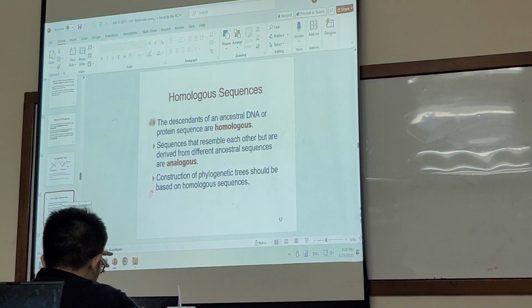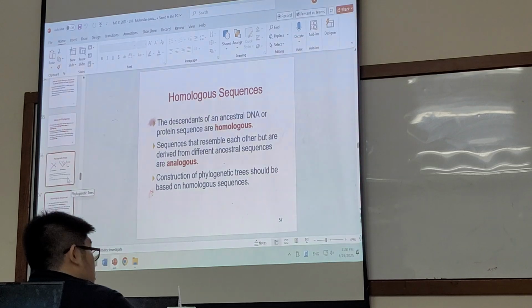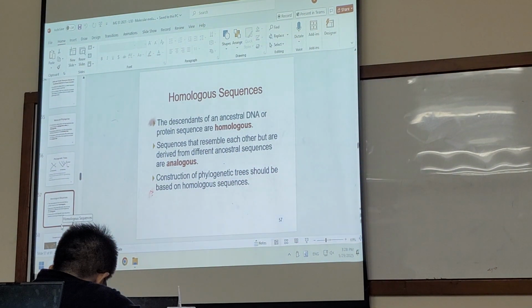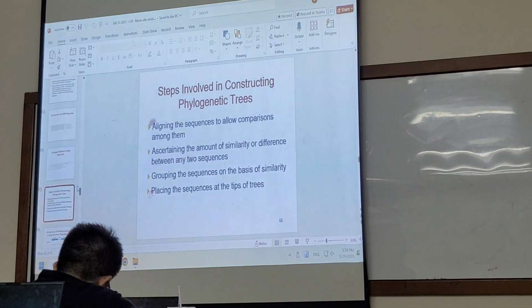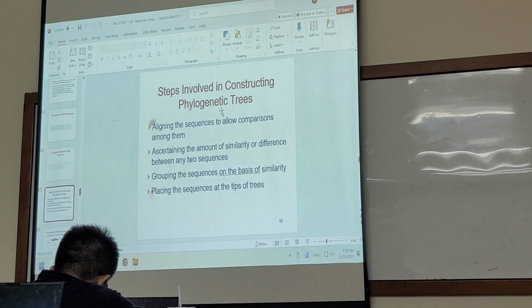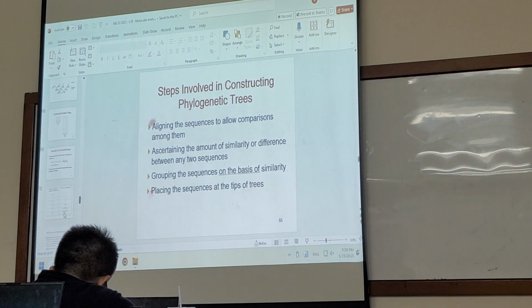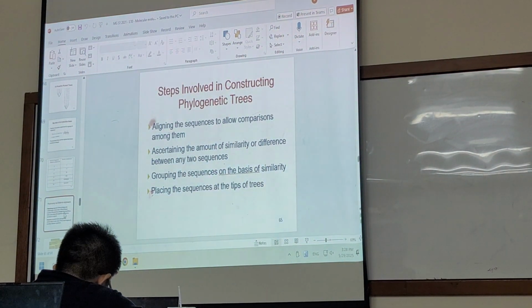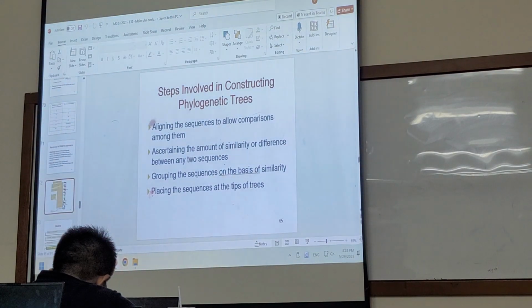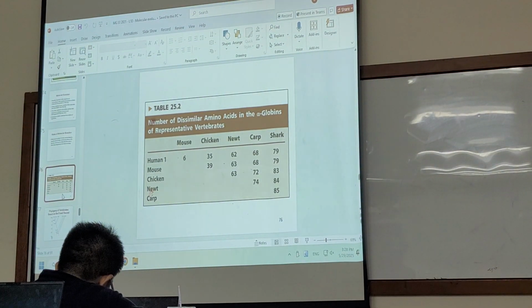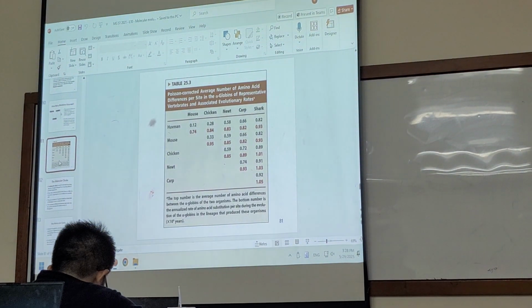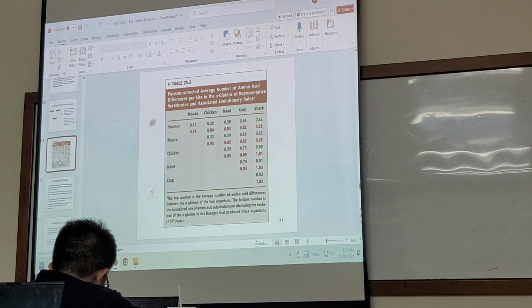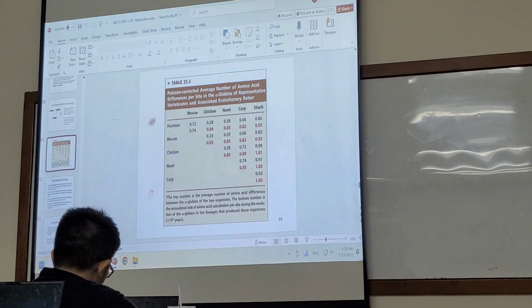This slide explains how to construct phylogenetic trees based on homologous sequences, and also the steps in constructing phylogenetic trees. And then the table here shows you the mutation rate. The mutation rate is calculated per billion years, 10 to the power 9 years.